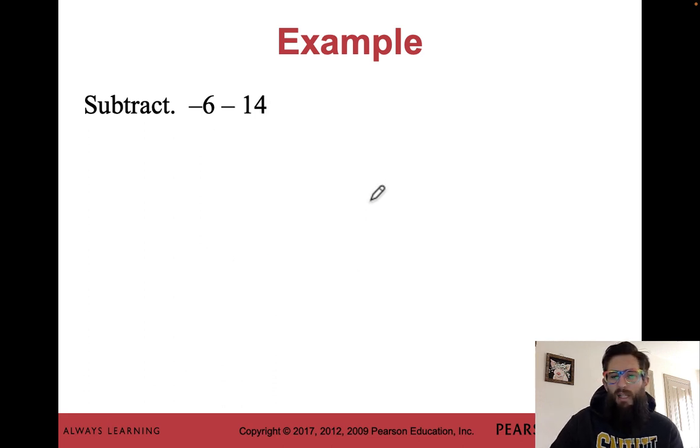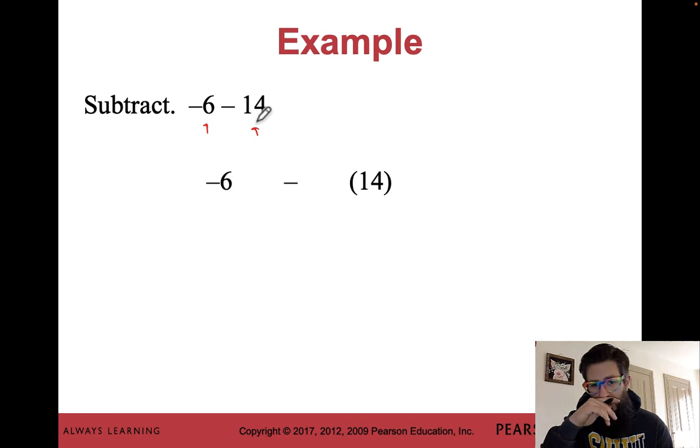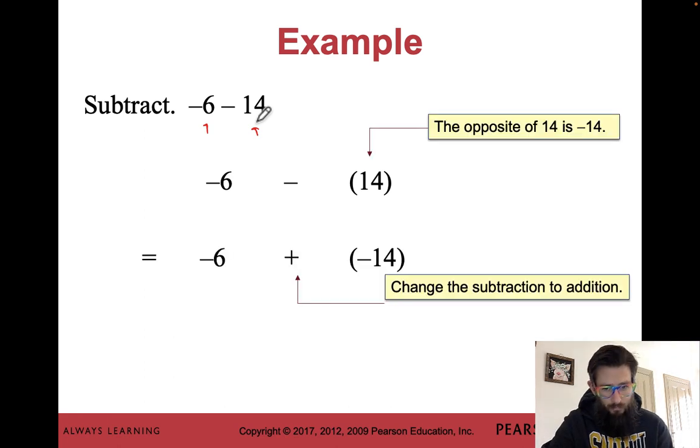Now this is a slightly different scenario. The numerical values are the same. We have 6 and 14. However, the negative symbols are rearranged. So right now we're going to have negative 6 minus 14. The first thing we're going to do is change it to addition, and then change it to the addition of negative 14.